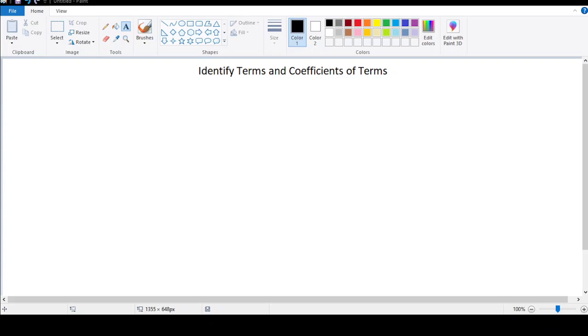Welcome to this topic. In this topic, we will learn to identify terms and coefficients of terms. So we're going to be looking at those two main objectives, to identify the terms and the coefficient of terms. First of all, we need to recall that variables and or numbers can be combined with operations of arithmetic to create an algebraic expression.